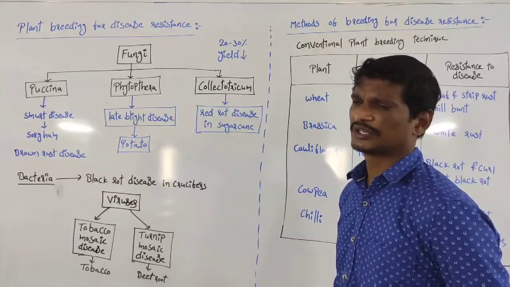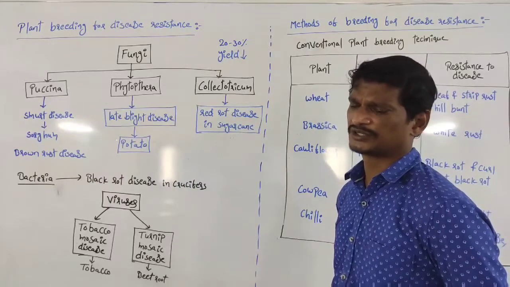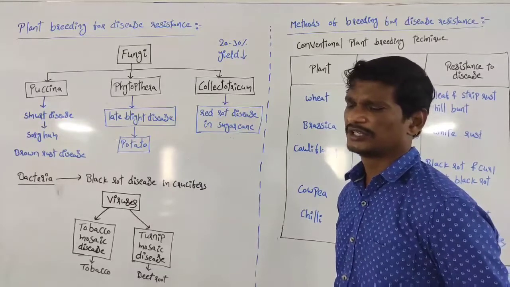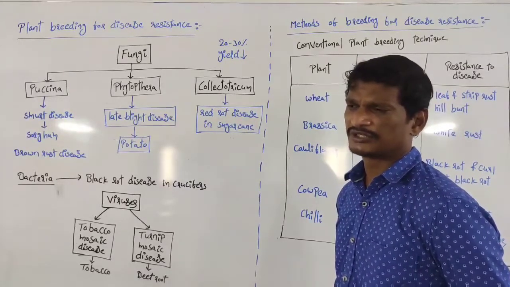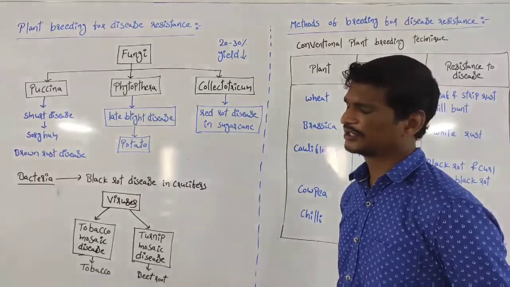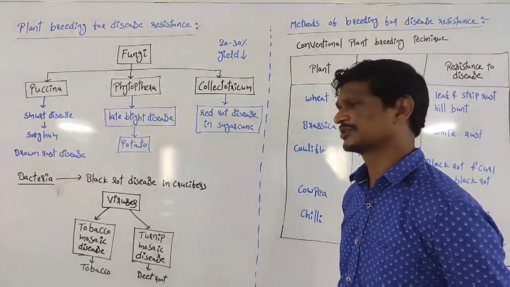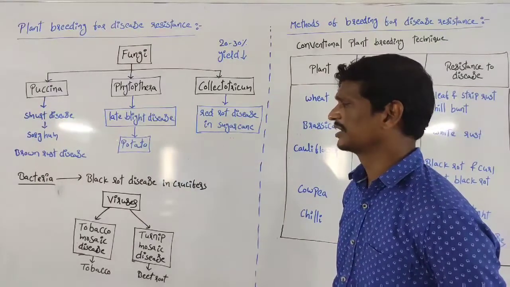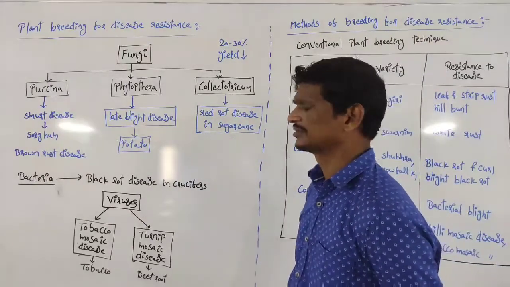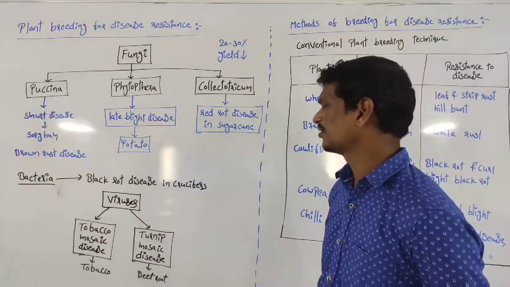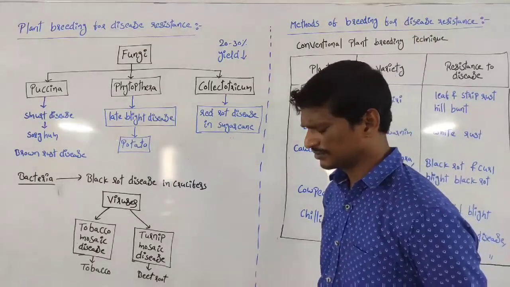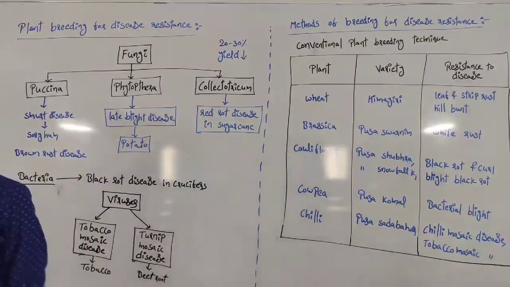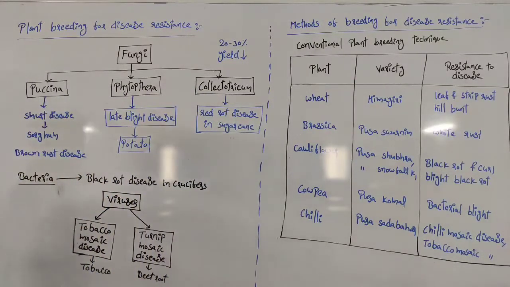See, in sugarcane, the center part is damaged. The sugarcane stem, especially the center part, the white colored part, turns red. That is nothing but by the fermentation process. See, red rot disease in sugarcane is caused by the fungus. And bacteria cause some of the diseases. There is black rot disease in crucifers. Within the crucifers, black rot disease is caused.